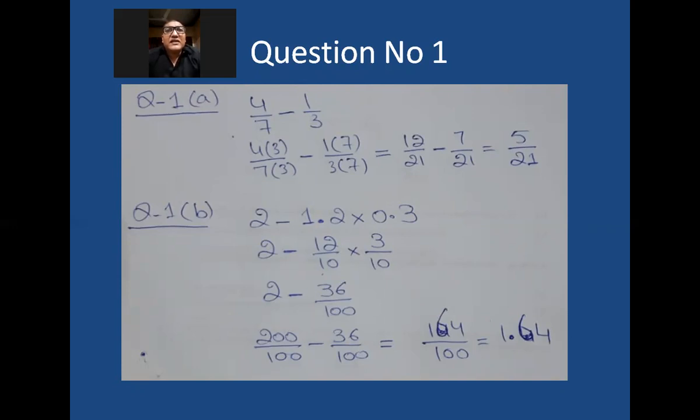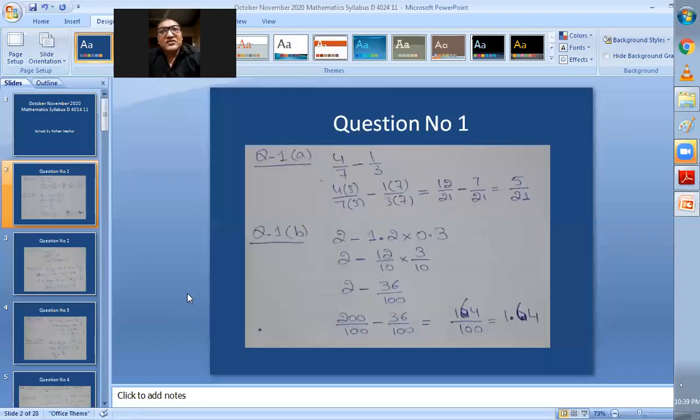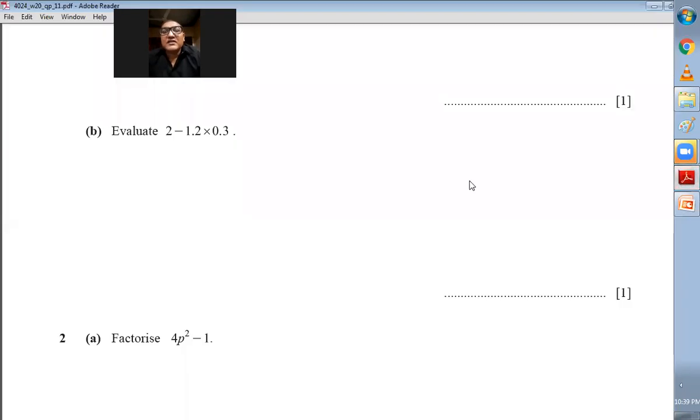So I will make the denominator the same. So it will become 200/100 minus 36/100. So 200 minus 36 will be 164 divided by 100. And then I will move the decimal because downstairs I have 100. So the decimal will move 2 steps towards the left. So the final answer will be 1.64. I hope you have understood. So let's move to the next part. This was question number 1.